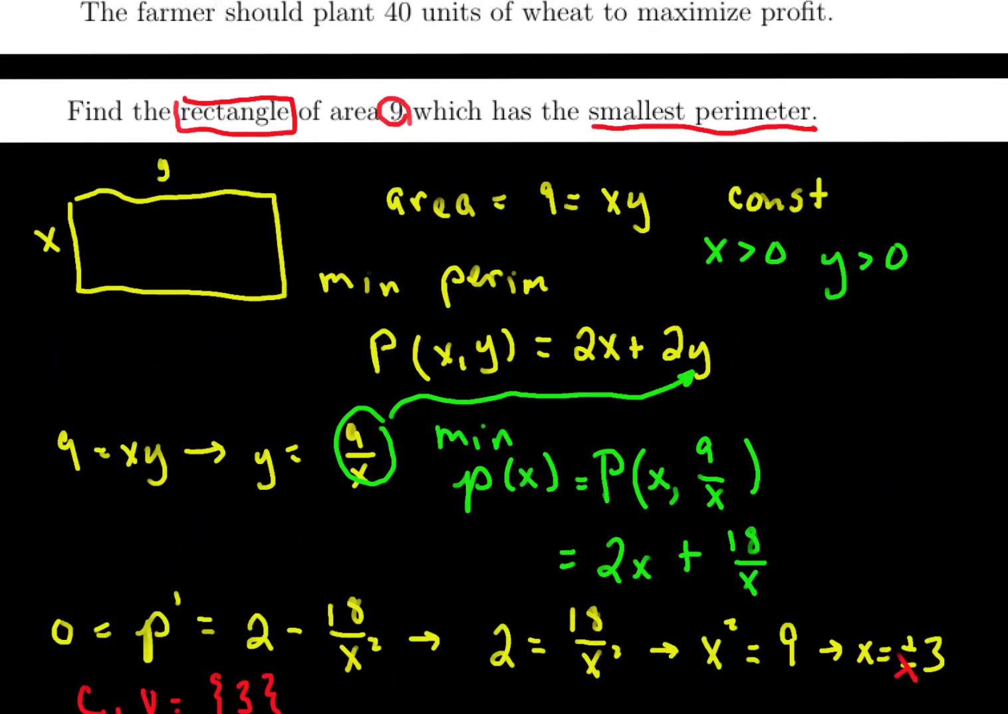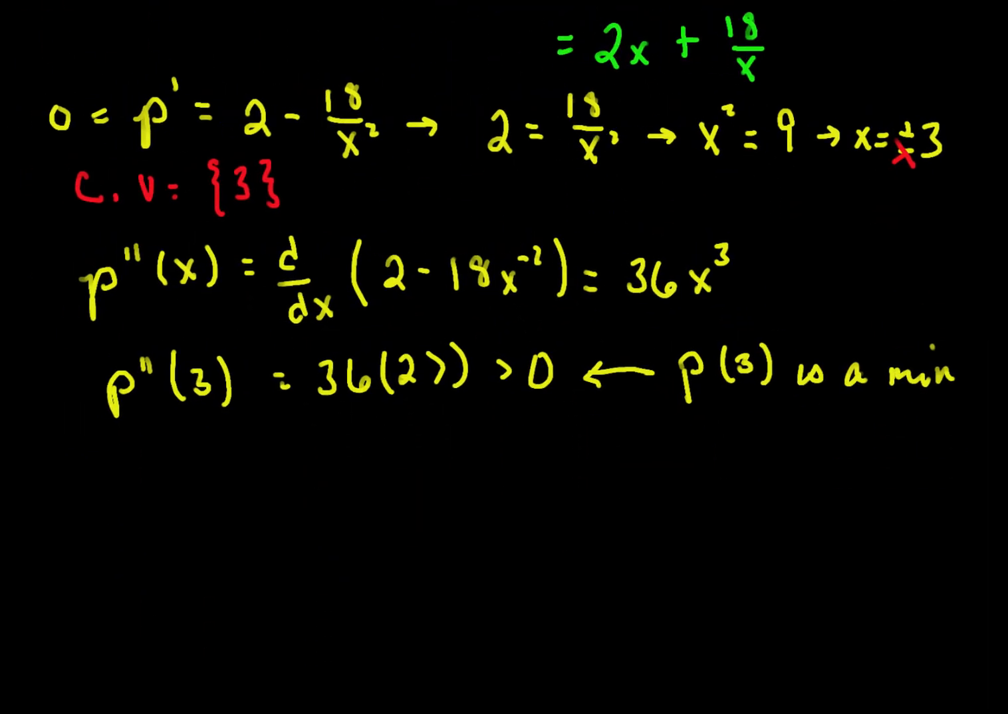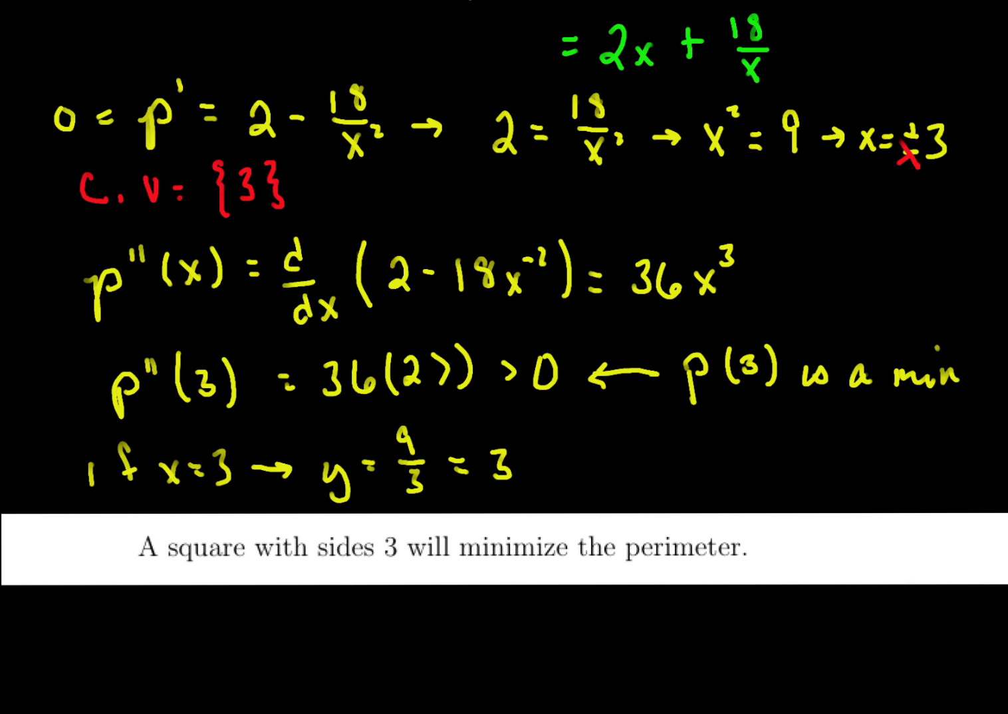And we're asked to find the rectangle of area 9 which has the smallest perimeter. So we need to find what x and y are. We know x is 3. And from this equation here, y is 9 over x. So if x is 3, then y is equal to 9 over 3, which is also 3. So we see that it's actually a square that will minimize the perimeter. And our answer is that a square with sides 3 will minimize the perimeter.